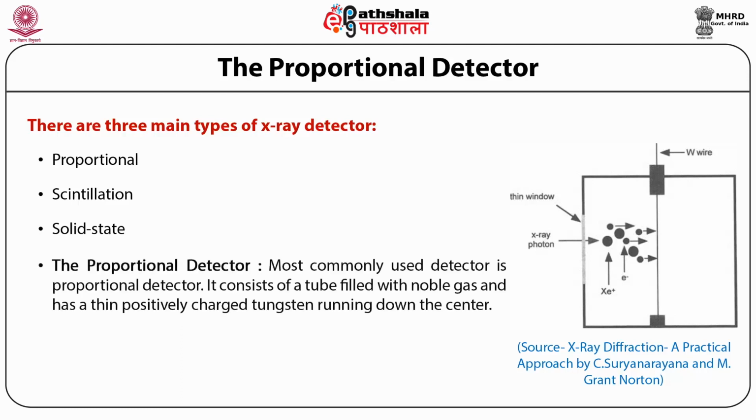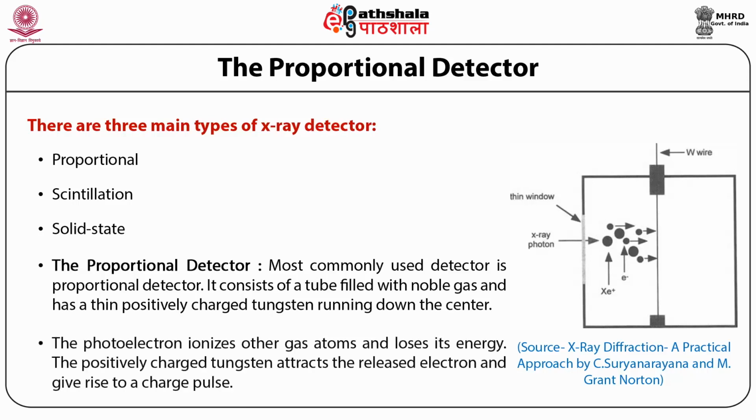First is the proportional detector. It consists of a tube filled with noble gas and has a thin positively charged tungsten wire running down the center. An X-ray photon enters the tube through a thin window and is absorbed by an atom of the gas and ejects a photoelectron. The photoelectron ionizes other gas atoms and loses its energy. The positively charged tungsten attracts the released electrons and gives rise to a charge pulse.